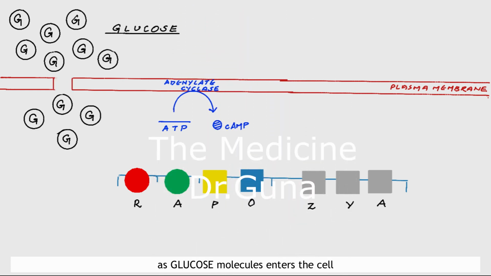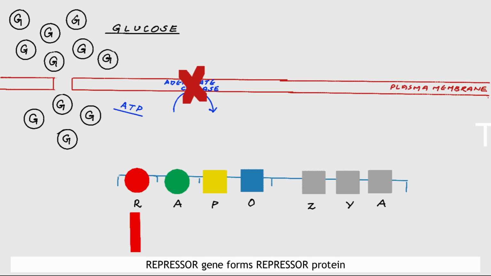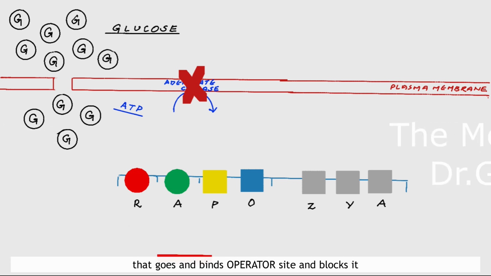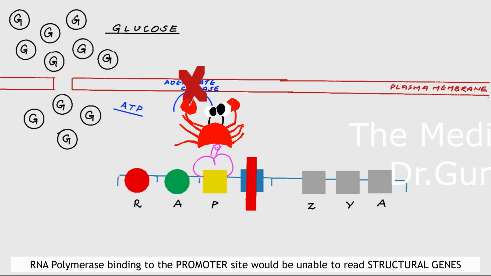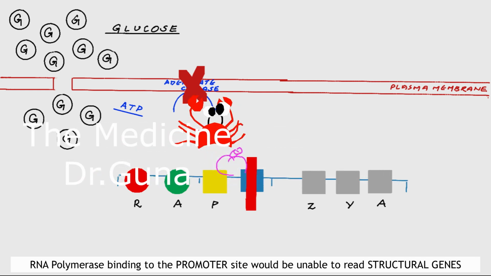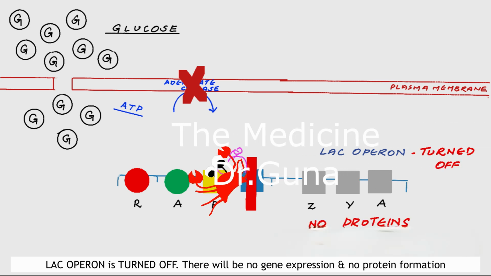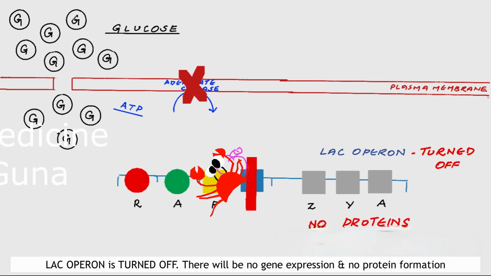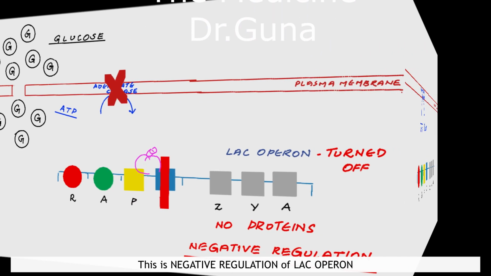As glucose molecules enter the cell, adenylyl cyclase will be inhibited as ATP gets utilized in glucose metabolism, and so there is no cyclic AMP. The repressor gene forms repressor protein that goes and binds the operator site and blocks it. RNA polymerase binding to the promoter site would be unable to read the structural genes. Lac Operon is turned off, there will be no gene expression and no protein formation. This is negative regulation of the Lac Operon.